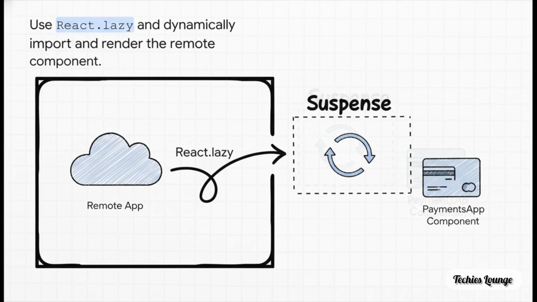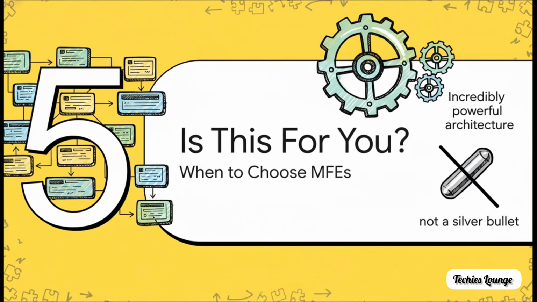And this is where it all comes together beautifully. Inside our shell app's code, we can now use React.lazy to do a dynamic import. Notice we're importing PaymentsApp from payments. That's the name we just defined in our Webpack config. Module Federation intercepts this request, goes and fetches the component from the URL we provided, and React's Suspense component gives us a really clean way to show a loading state while we wait for that micro frontend to arrive. It just works.